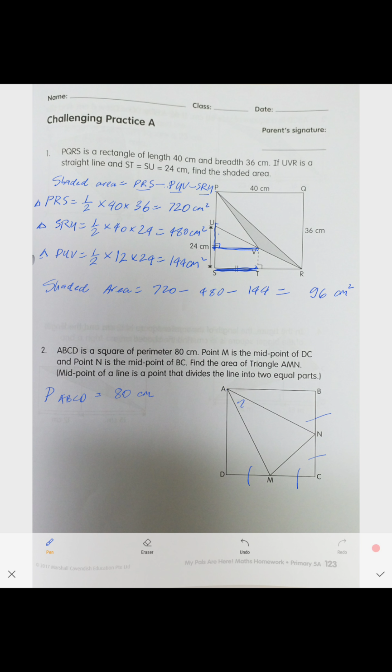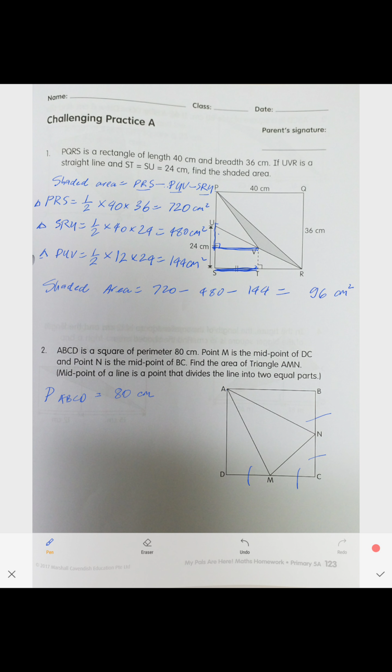We need to find the area of this triangle. We don't know what it is, right? What is this triangle? Midpoint of a line is a point that divides, and so they give you the hint. Midpoint of a line is a point that divides the line into two equal parts, right? We just discussed that. All right, that is it.